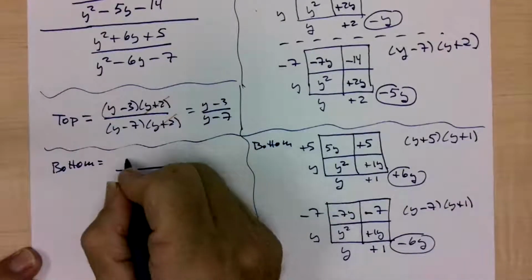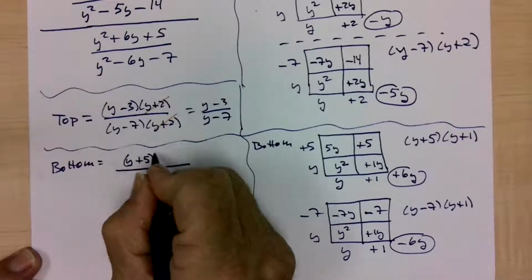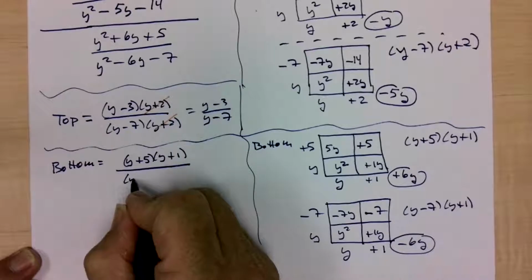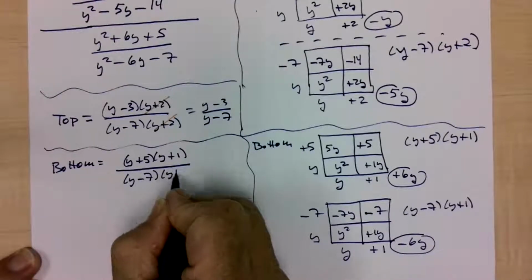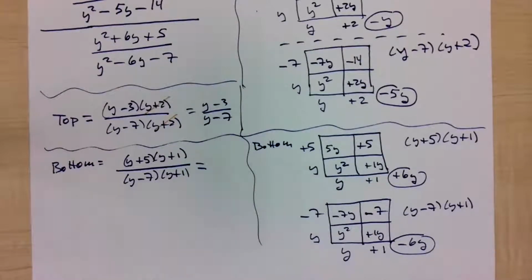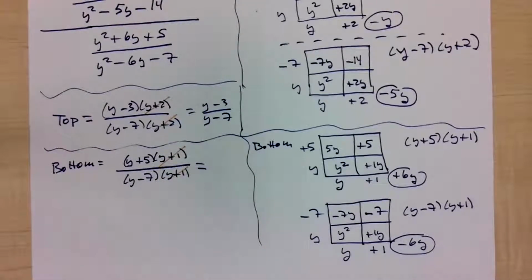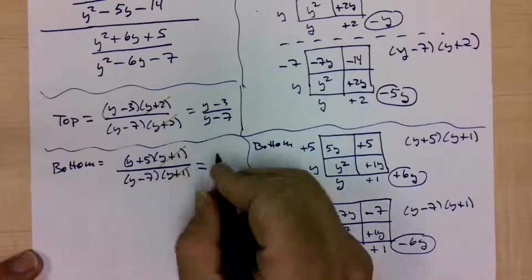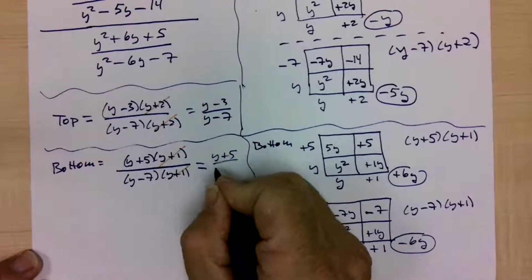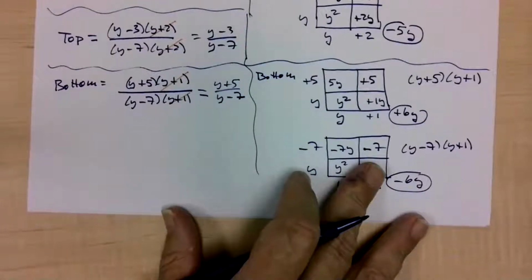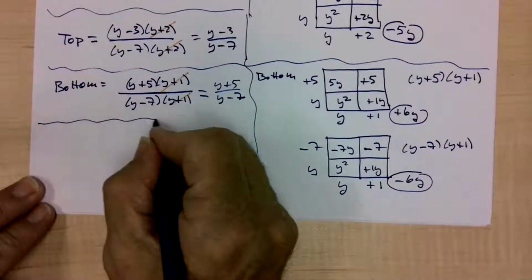Y plus 5, y plus 1 over y minus 7y plus 1, which equals what? You'll notice the y plus 1's go away. Y plus 1 divides out y plus 1, leaving me with y plus 7 over y plus 5 over y minus 7. So next up, we have to finish this with top divided by bottom.